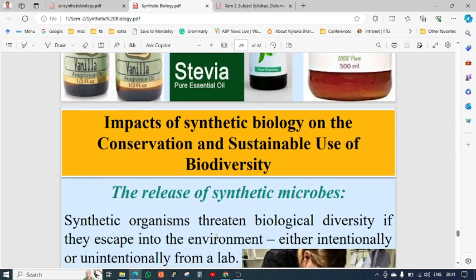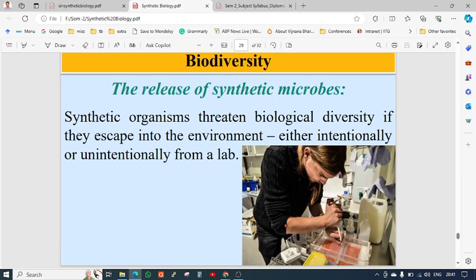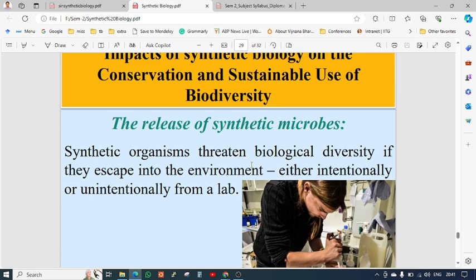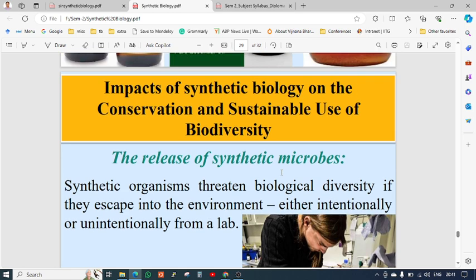Impact of synthetic biology on the conservation and sustainable use of biodiversity. So somehow we are going to utilize synthetic biology technology, but it also has some consequences for the use of biodiversity. It can impact some things.